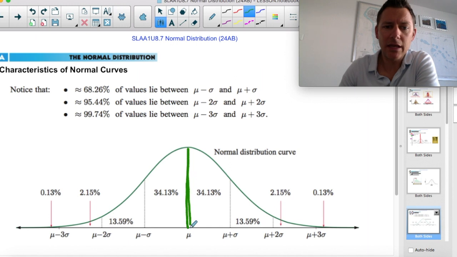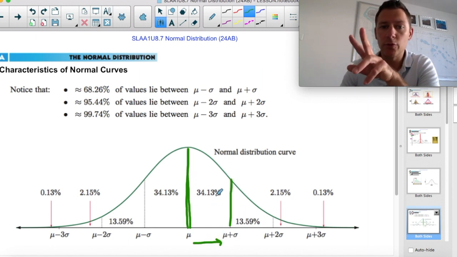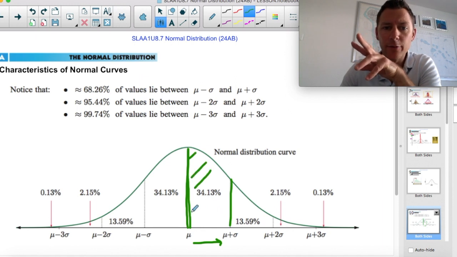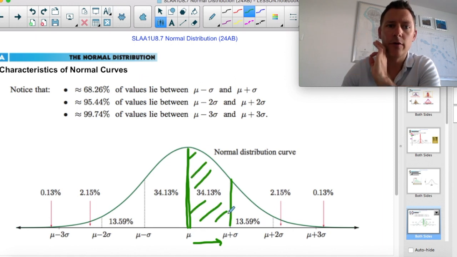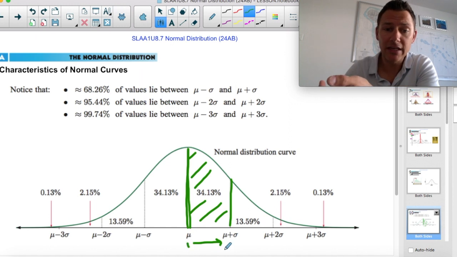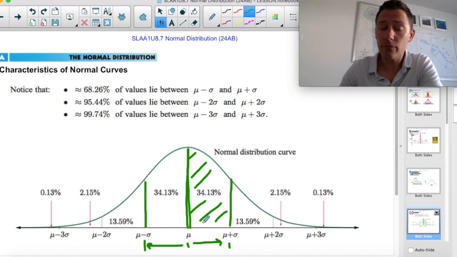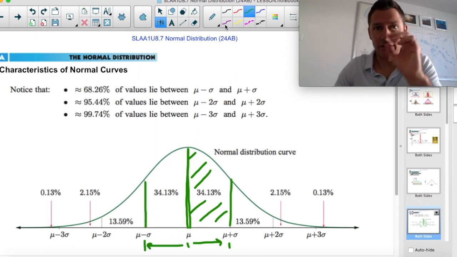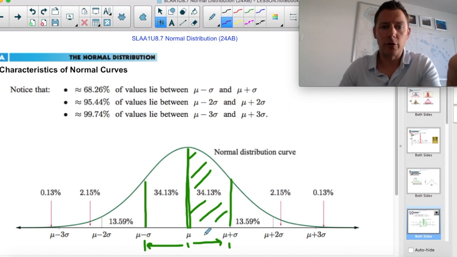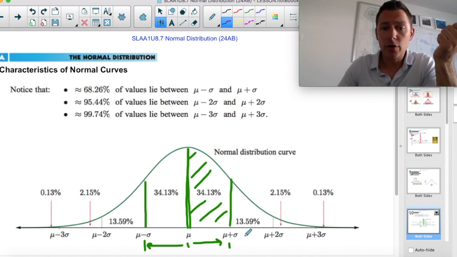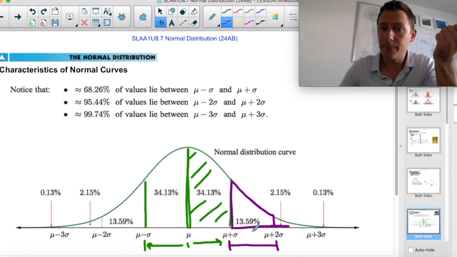Between the mean and 1 standard deviation above it, if you know those two, you can guarantee that 34% of your values lie within the mean and 1 standard deviation up, and also from the mean to 1 standard deviation below. It's just a given for all of these normal curves. Same thing if you go from 1 standard deviation to 2 standard deviations away. 14% of the data lies in there.